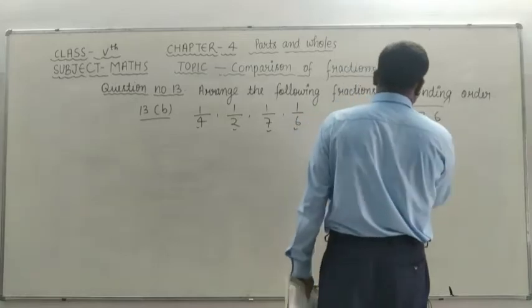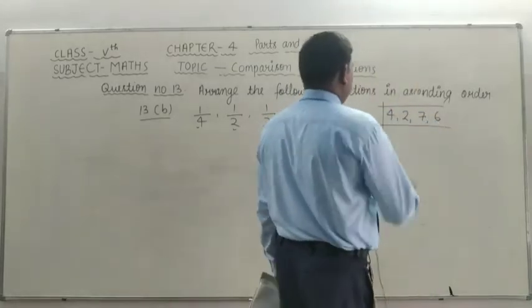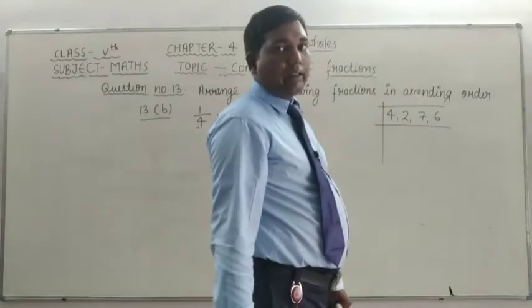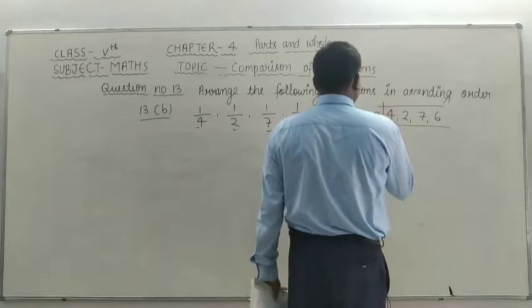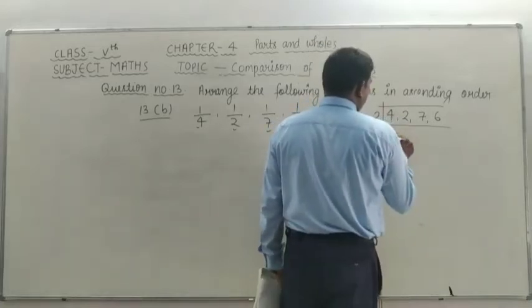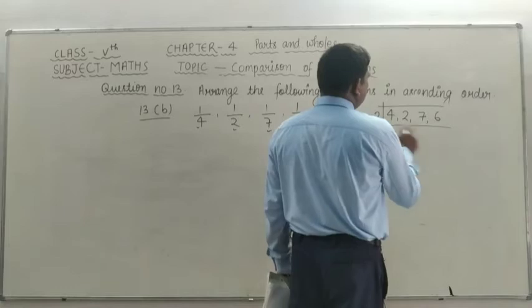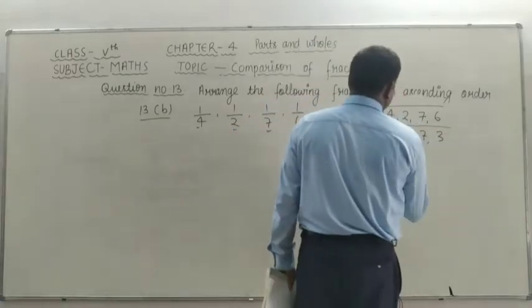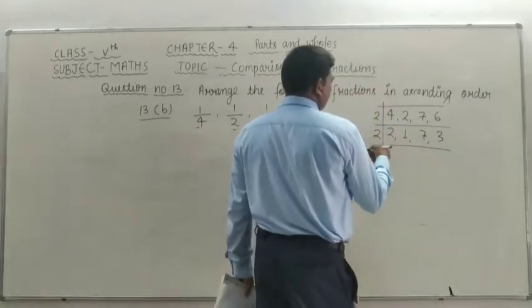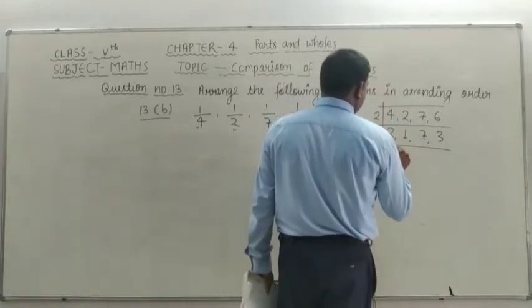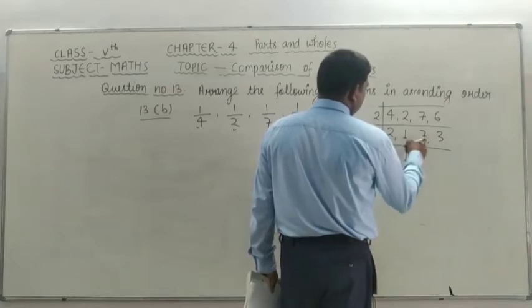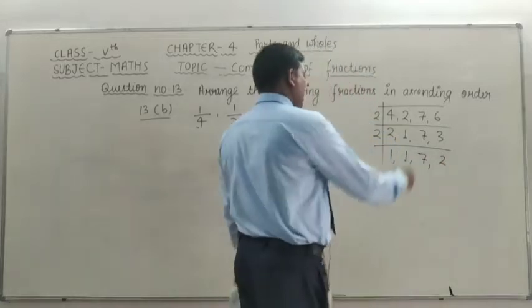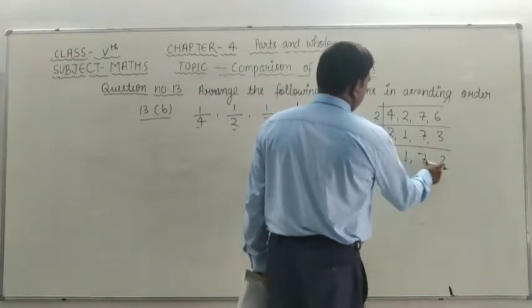Look, we know that 4 is divisible by 2, 2 is divisible by 2, and 6 is divisible by 2. Therefore here we take 2, 2 times 2 is 4, 2 times 1 is 2. 7 is not divisible by 2, therefore we take 7 as same. 2 times 3 is 6, again here we get 2.